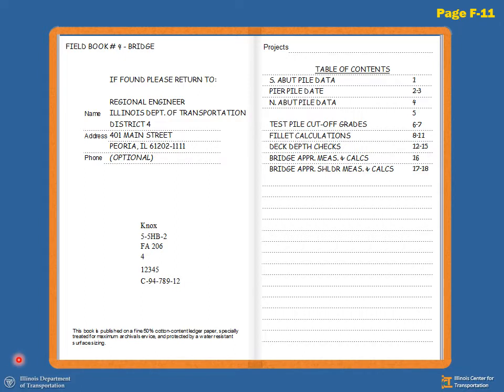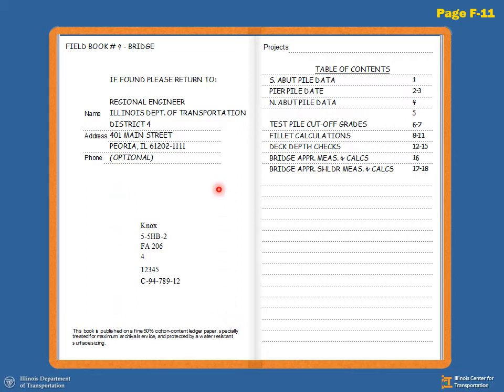Here's the inside cover of a field book. Here we have our "if found, please return." It says phone number is optional. Highly recommend the phone number. Once again, if you lose your field book out on a job site, how many people are going to pick it up and mail it to you? Not too many, but they'll probably give you a phone call and say, hey, I found your field book.